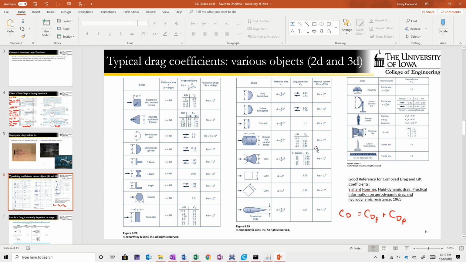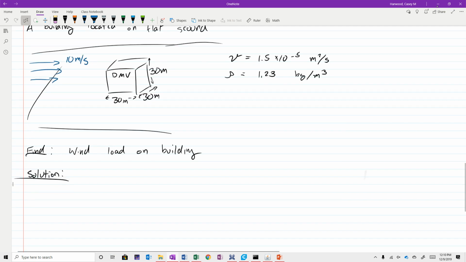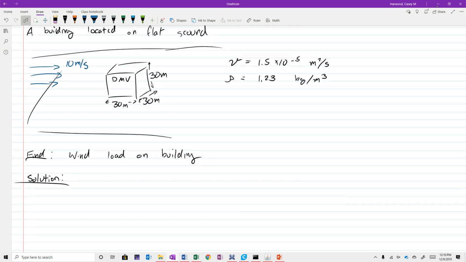So our process in this problem should be to calculate the Reynolds number, see whether it satisfies that criterion of being greater than 10,000. If so, then the drag coefficient can be taken to be 1.05, and we simply take the parameters of the problem and redimensionalize that drag coefficient into a dimensional drag value.